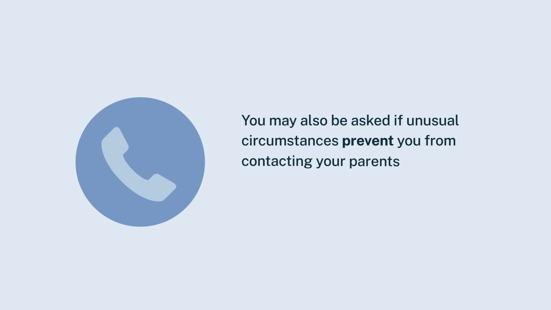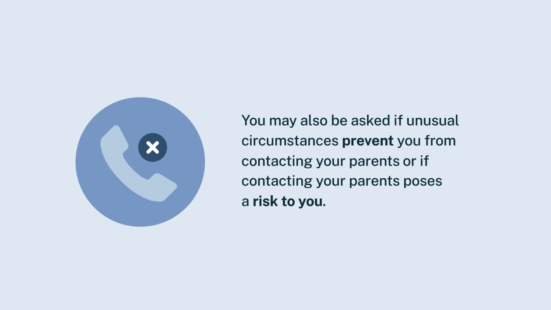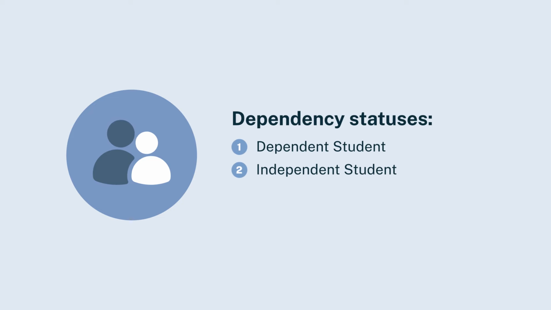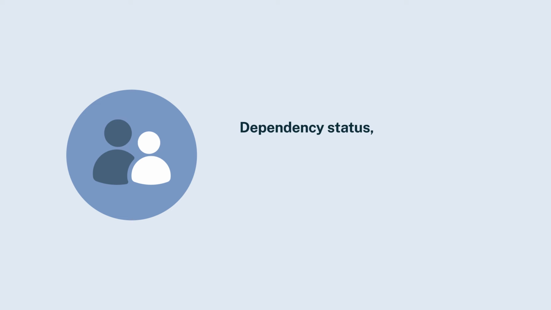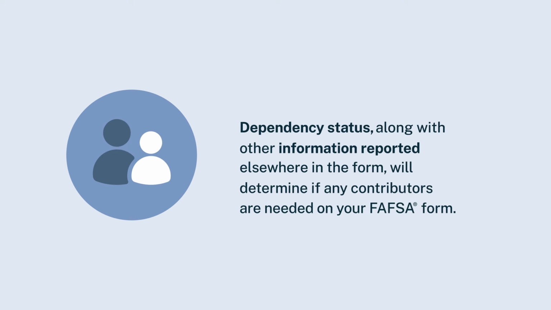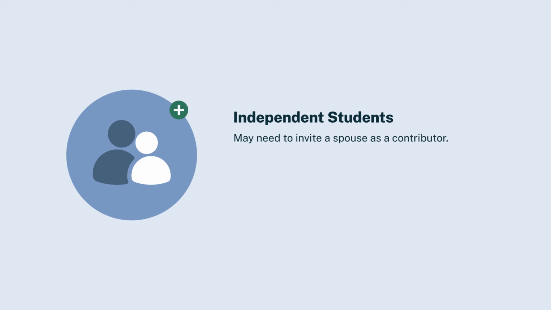You may also be asked if unusual circumstances prevent you from contacting your parents, or if contacting your parents poses a risk to you. Once you provide your answers, you'll be informed of your dependency status. You may be identified as a dependent student, an independent student, or a provisionally independent student. Your dependency status, along with other information reported elsewhere in the form, will determine if any contributors are needed on your FAFSA form. An independent student may need to invite a spouse contributor.